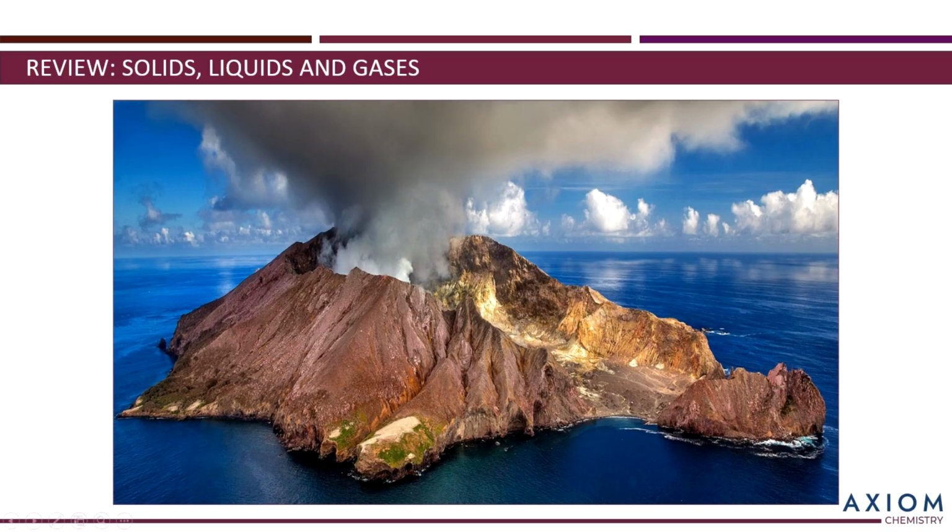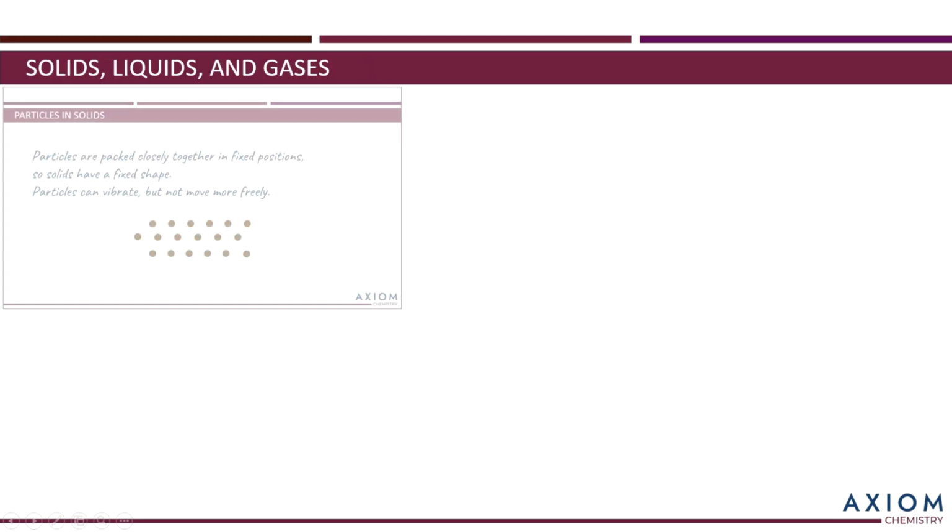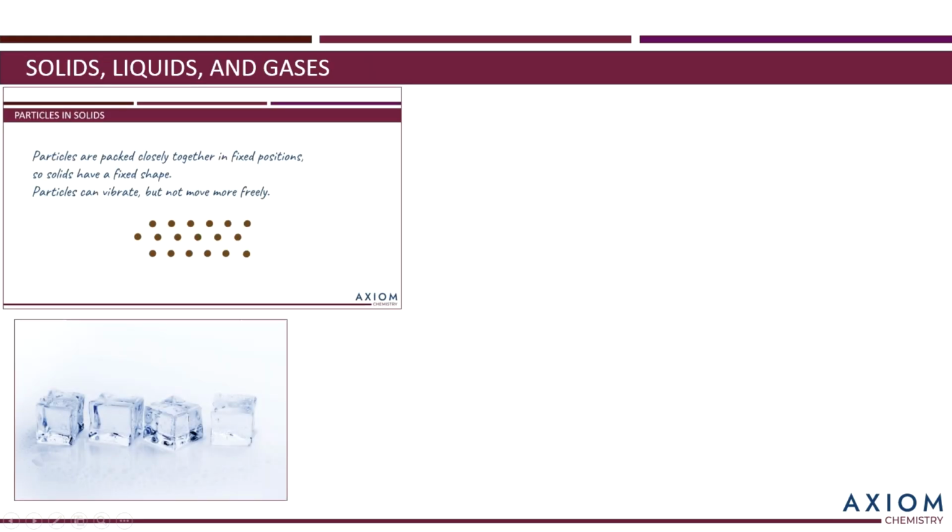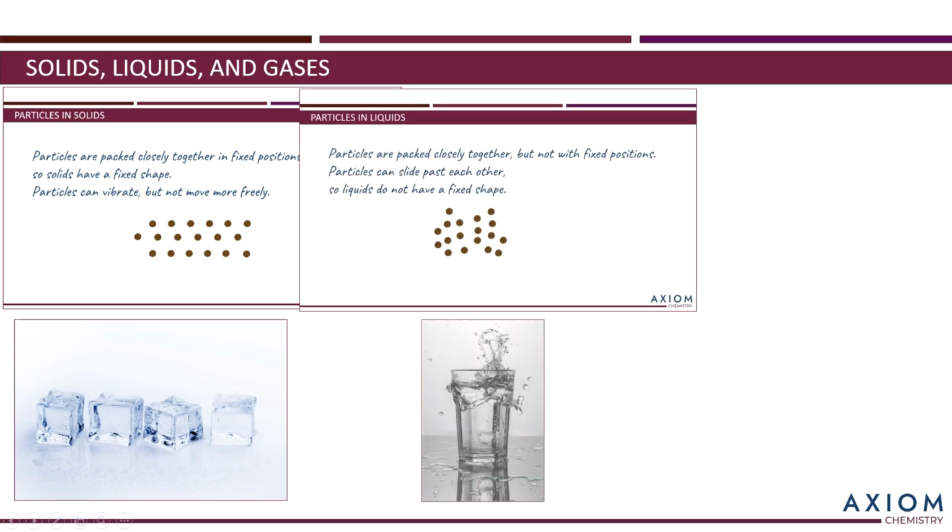As you should remember, the particles are arranged differently in these three states. So in solids, like ice, the particles are packed closely together in fixed positions. So solids have a fixed shape, and those particles can vibrate, but they can't move more freely. In liquids, like water, the particles are still packed closely together, but this time not with fixed positions, so those particles can slide past each other, and so liquids, of course, don't have a fixed shape.